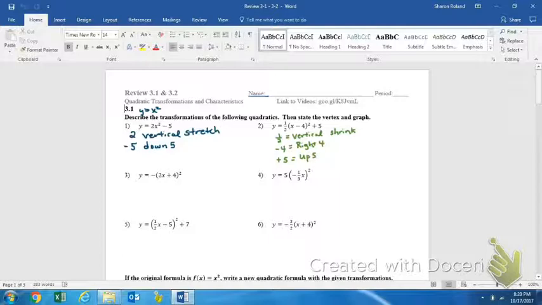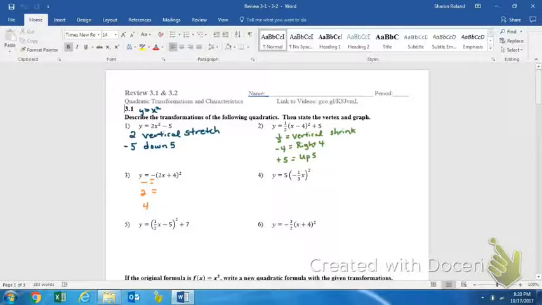And the +5 at the end is up 5. Number 3, you have, again, 3 changes. You have the negative that's in front. You have the 2 that is in front of the x. And then you have the 4 that's at the back. And I do realize that this tells us to state the vertices, and I'm going to do that after I state all the changes.